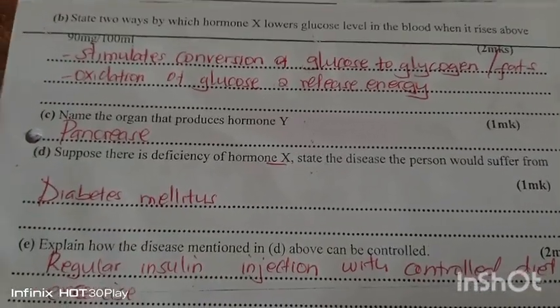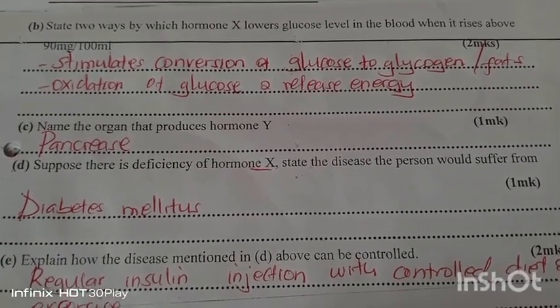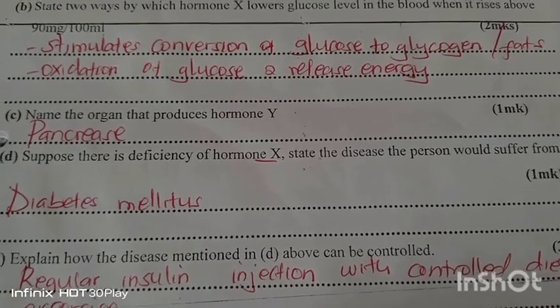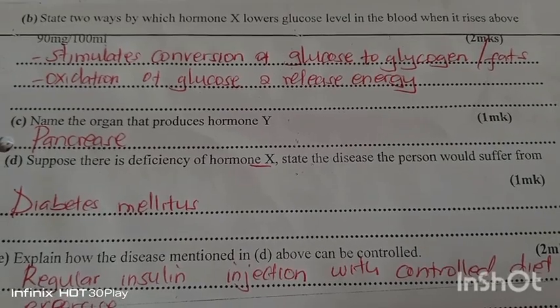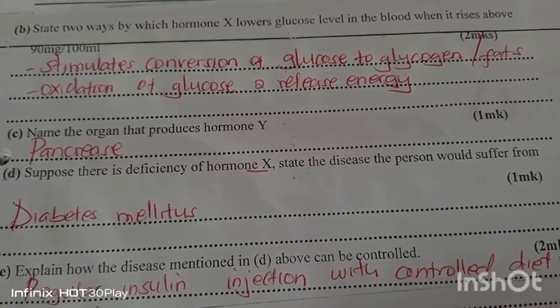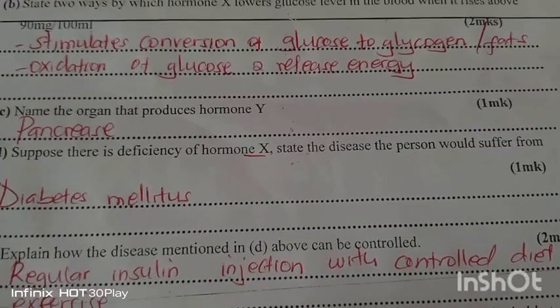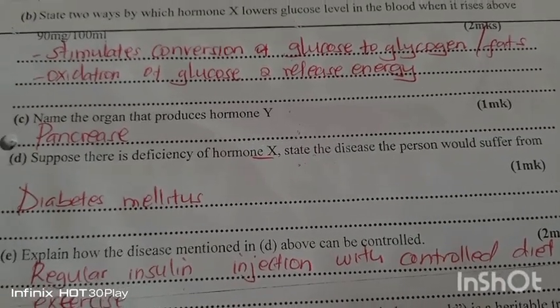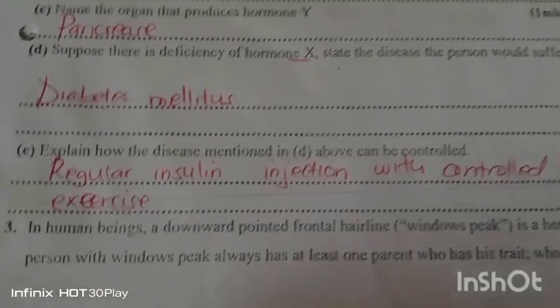State two ways by which hormone X lowers glucose level in the blood when it rises above normal. That is insulin. It stimulates conversion of glucose into glycogen, and also it helps in oxidation of glucose to release energy. So that is making sure that glucose is used up. And also some of the glucose is converted into glycogen for storage.